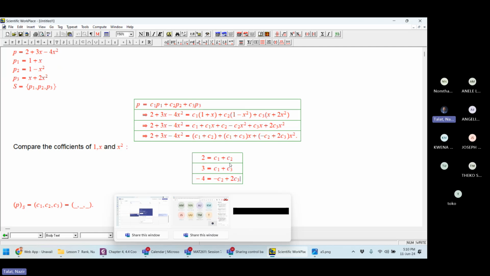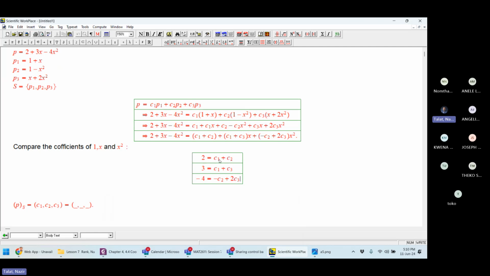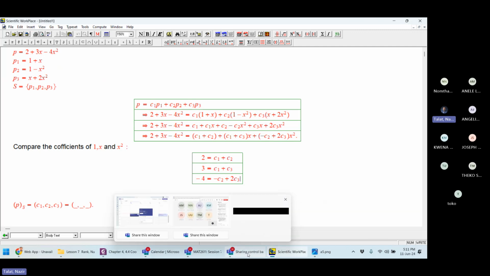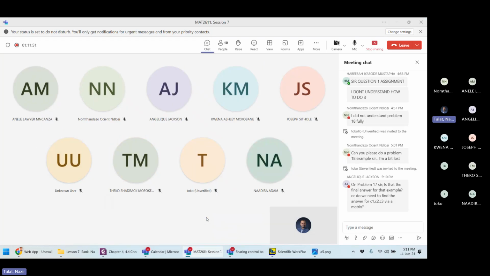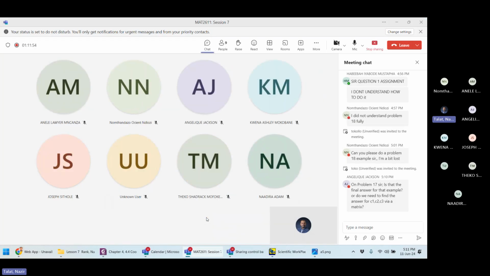The matrix will become 1, 2, 0. Then similarly the other entries are 1, 1, 0, 1, 0, 1, minus 1, 0, 2, and the right-hand side is 2, 3, minus 4. And it will become a linear system. You apply the elementary row operation to solve it.